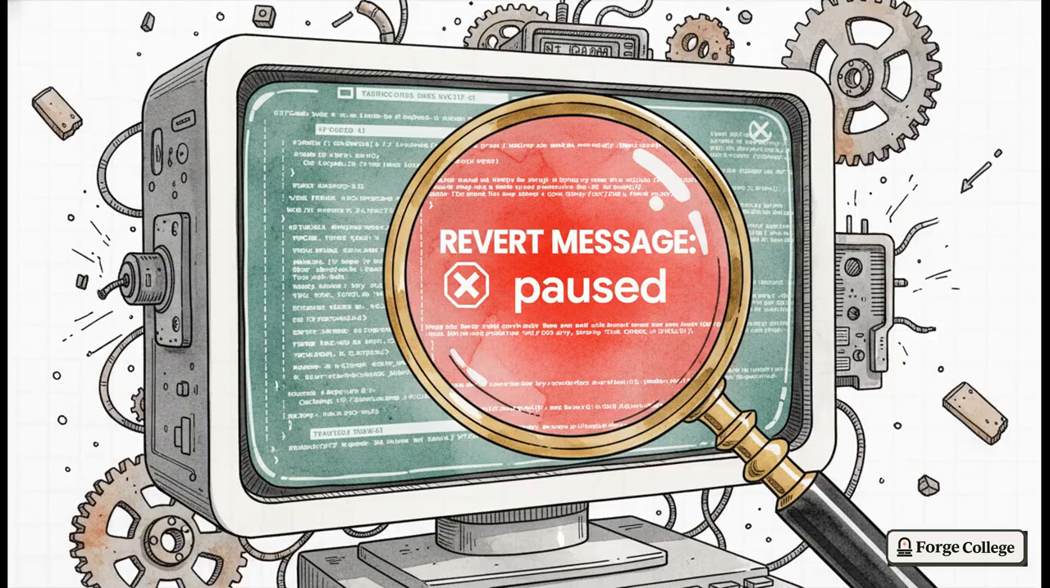When you pull up your test logs, you are looking for one beautiful word, paused. Seeing this exact revert message is the absolute proof that your circuit breaker did its job. If you do not see this specific message, your modifier is either missing entirely or it's misconfigured.